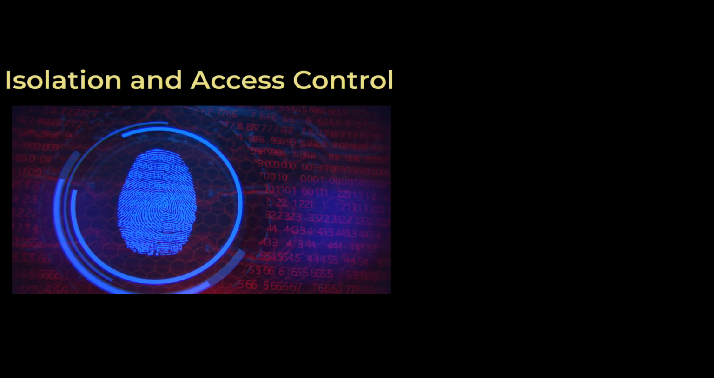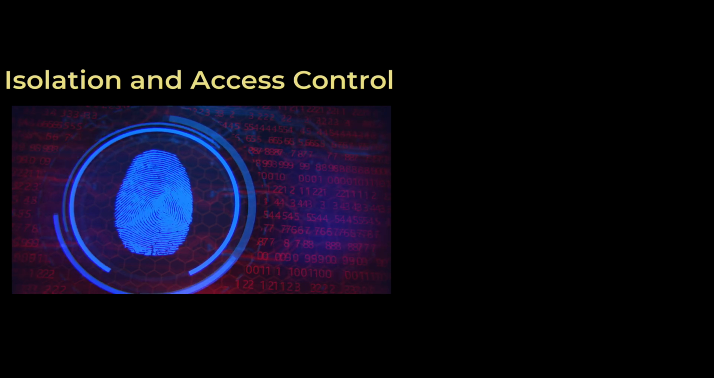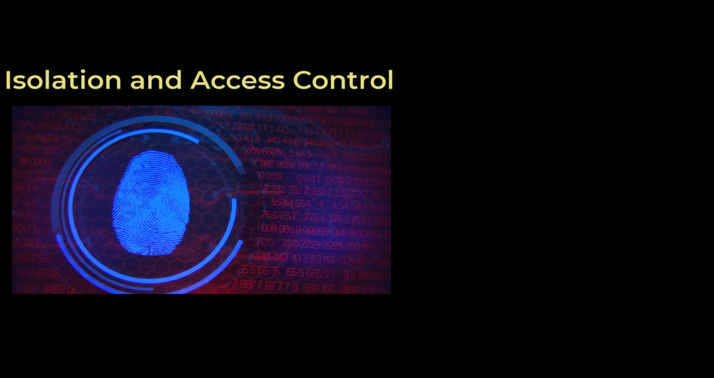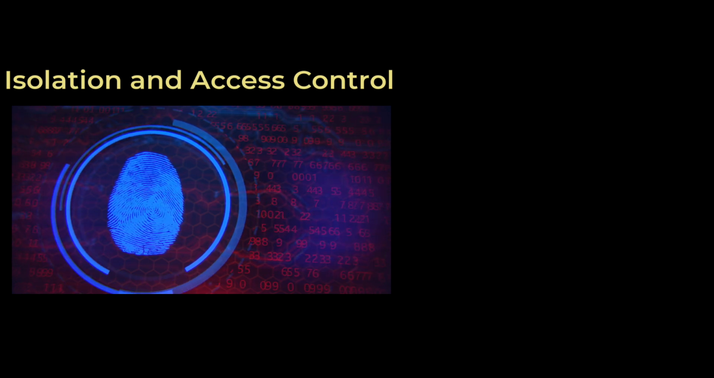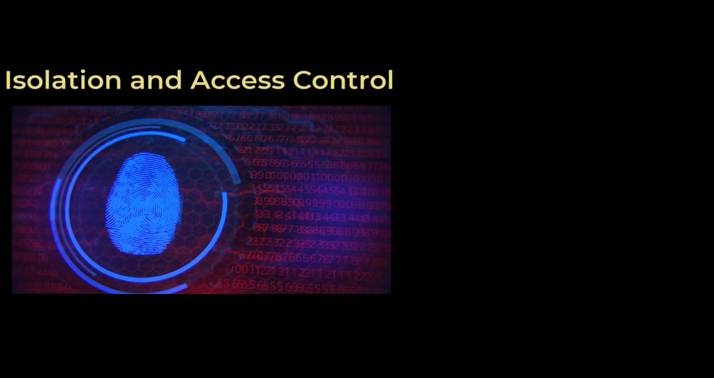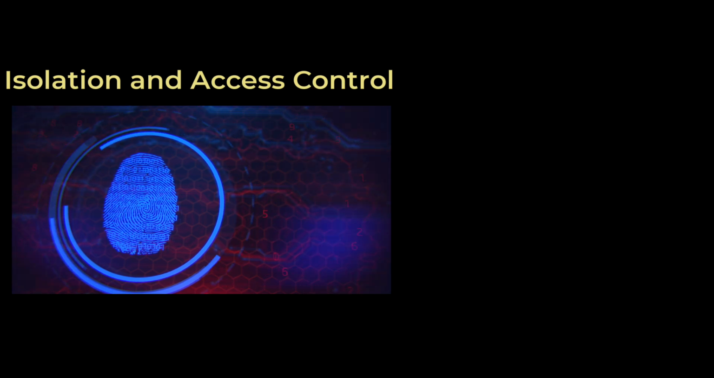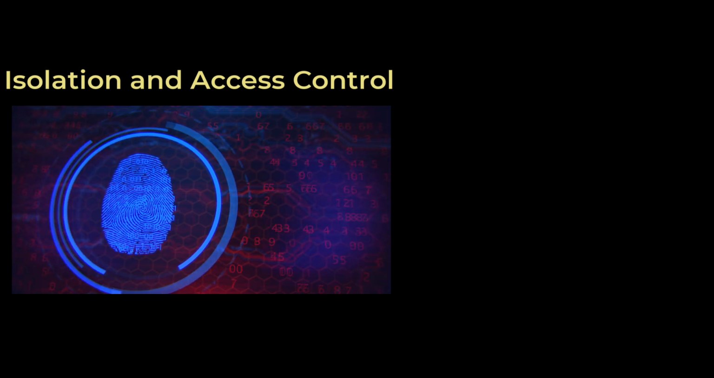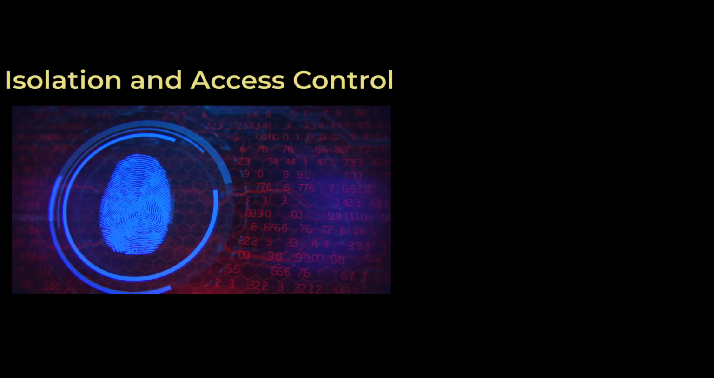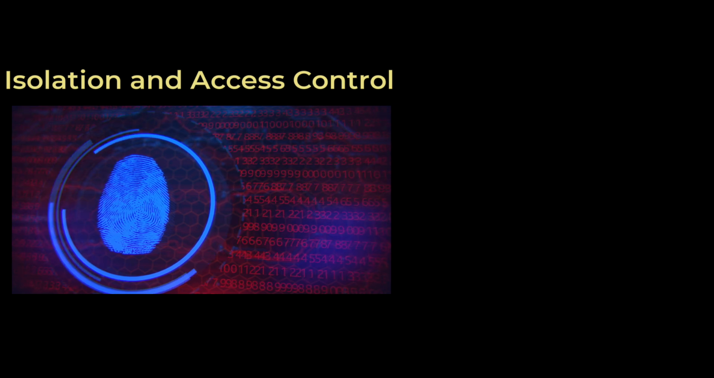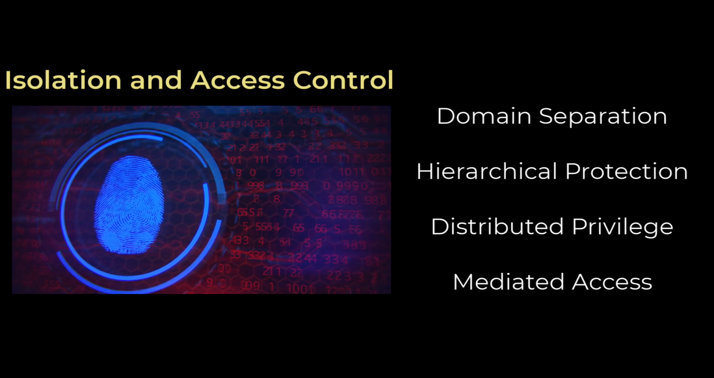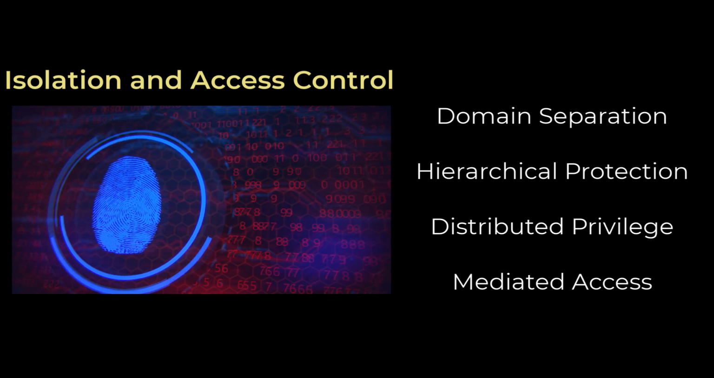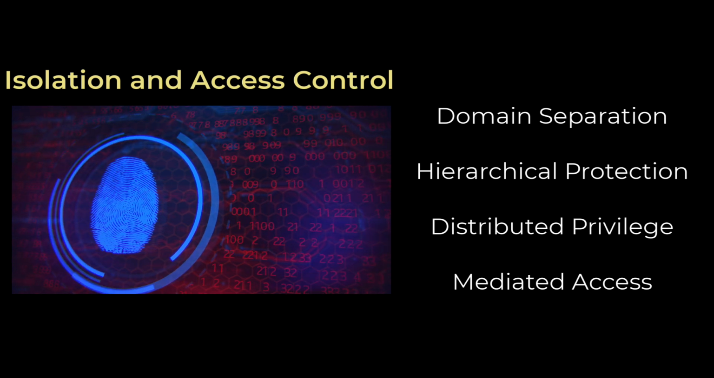To achieve security, it's not just what you have in a system, but how you partition and control it. Several NIST principles focus on isolating different parts of the system and managing interactions, ensuring that a flaw in one area does not automatically compromise another. The key principles of isolation and distributed control include domain separation, hierarchical protection, distributed privilege, and mediated access.